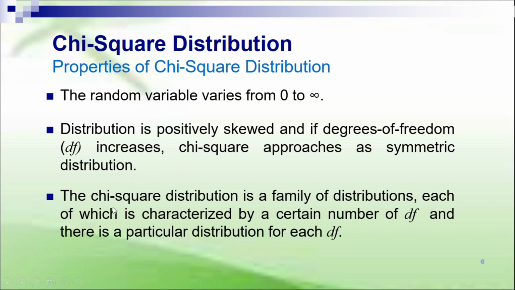As with the normal distribution, the chi-square distribution is also a family of distributions, each of which is characterized by a certain number of degrees of freedom, and there is a particular distribution for each degrees of freedom.